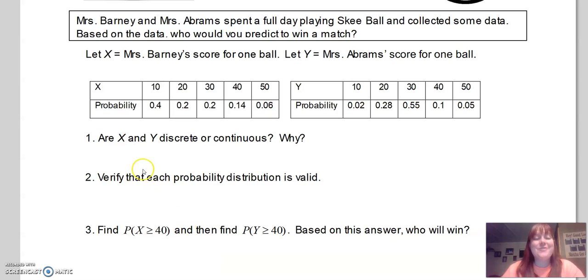So the first thing is, are x and y discrete or continuous? Well, can x take on values that could be potentially decimals? Or is there some value in between each of the values that it could take on? So let's look. X could take on 10, 20, 30, 40, or 50. Those are the only values that my random variable can take. So this would be discrete, right? Because it's almost like it's jumping from 10 to 20 to 30. It can't take on values in between there. So they are discrete.